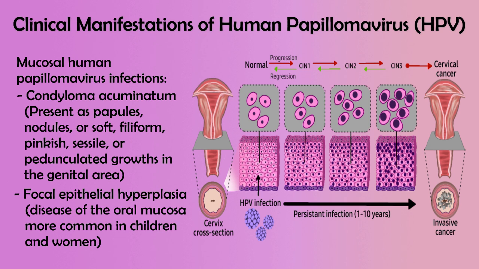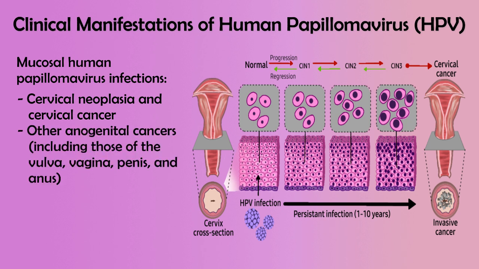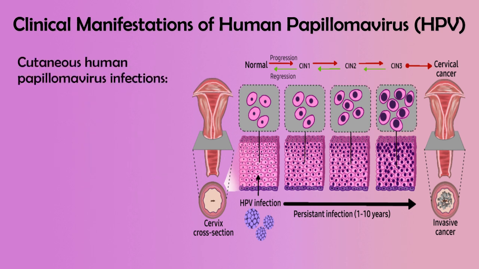Focal epithelial hyperplasia, a disease of the oral mucosa, is more common in children and women. Cervical neoplasia and cervical cancer. Other anogenital cancers, including those of the vulva, vagina, penis, and anus. Head and neck cancer. Cutaneous human papillomavirus infections.